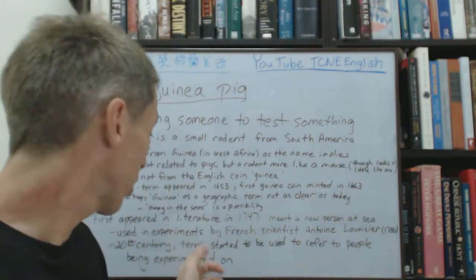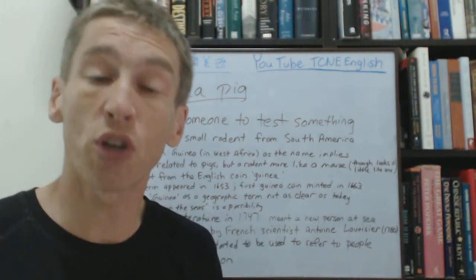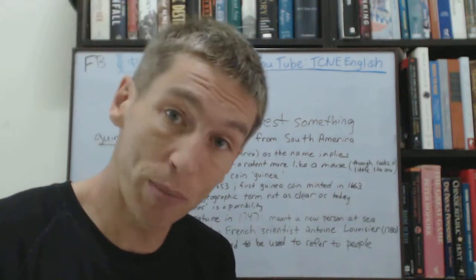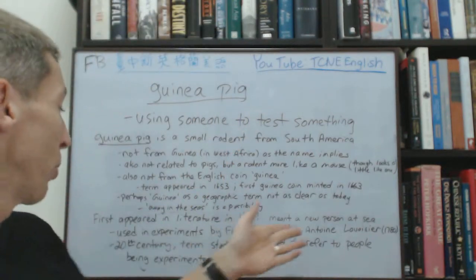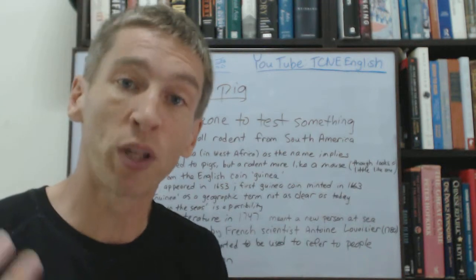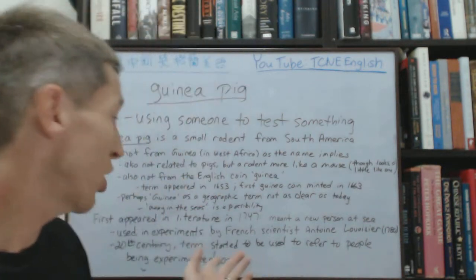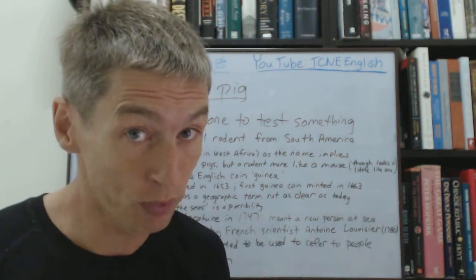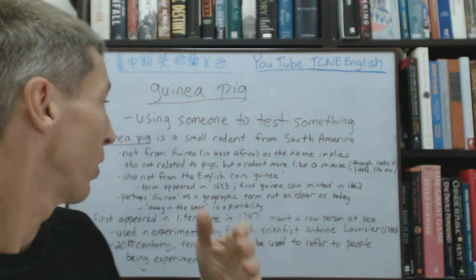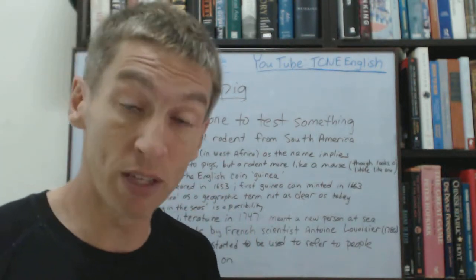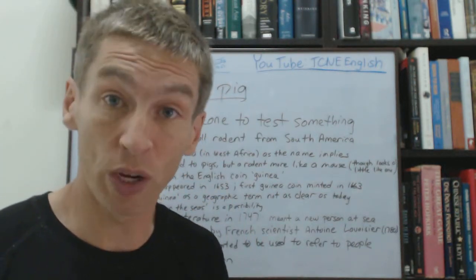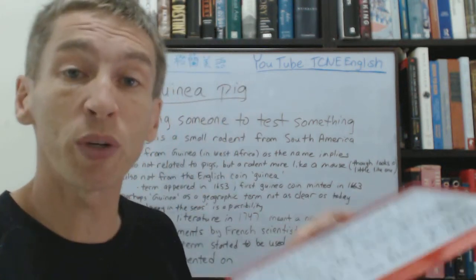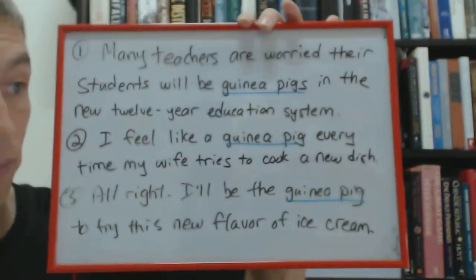So, in the 20th century, the term started to become used, again in literature first, and then more commonly in the language, in reference to people being experimented on. So this use only goes back about 100 years. It's relatively new compared to the fact that the term guinea pig came into the language more than 350 years ago. Now, let's look at some examples of a current use of the term guinea pig.